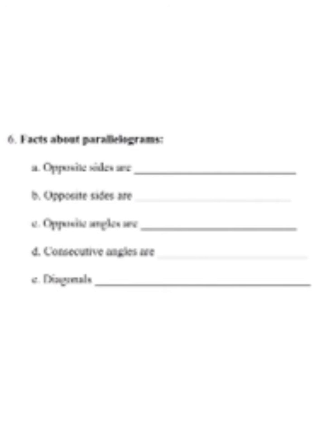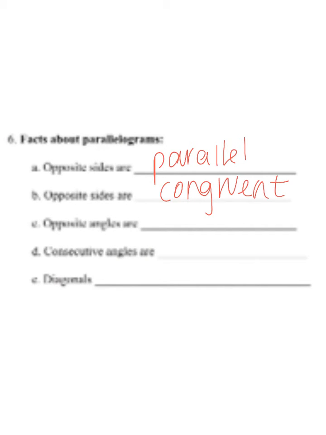Next are our facts about parallelograms. The first thing we know is that opposite sides are parallel. Parallel lines have the same slope. We also know that opposite sides are congruent. They are equal to each other in measure. Opposite angles are also congruent. Their measures are also equal.